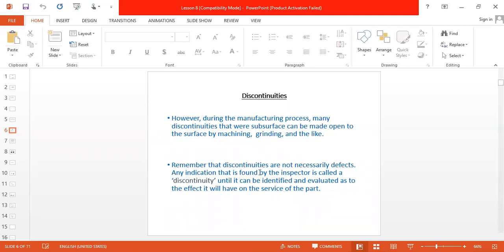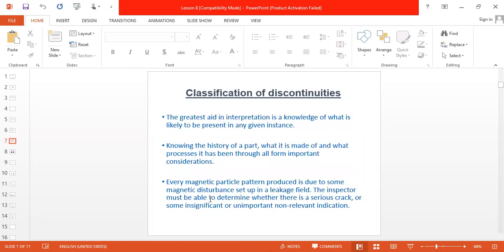So remember that discontinuities are not necessarily defects. Any indication that is found by the inspector is called a discontinuity until it can be identified and evaluated as to the effect it will have on the service of the part. Then, the classification of discontinuities.